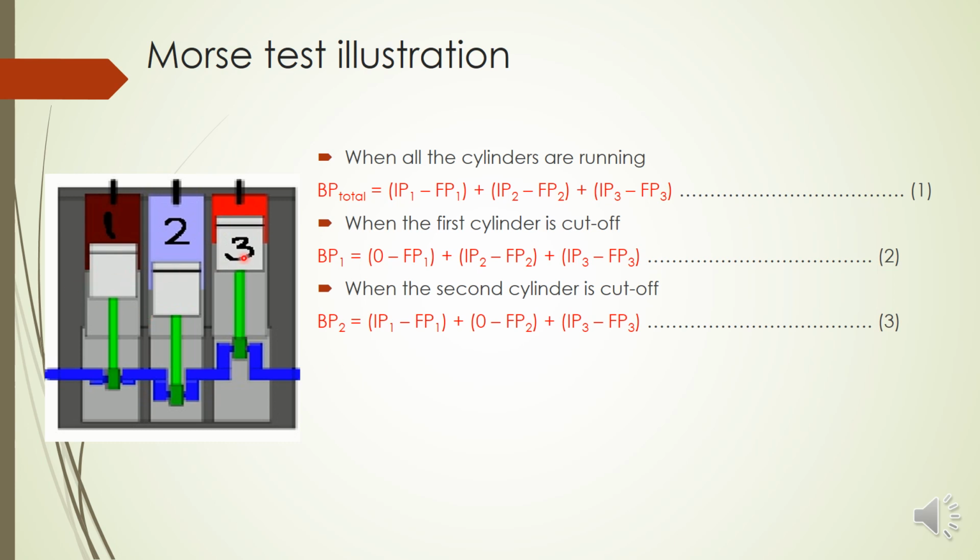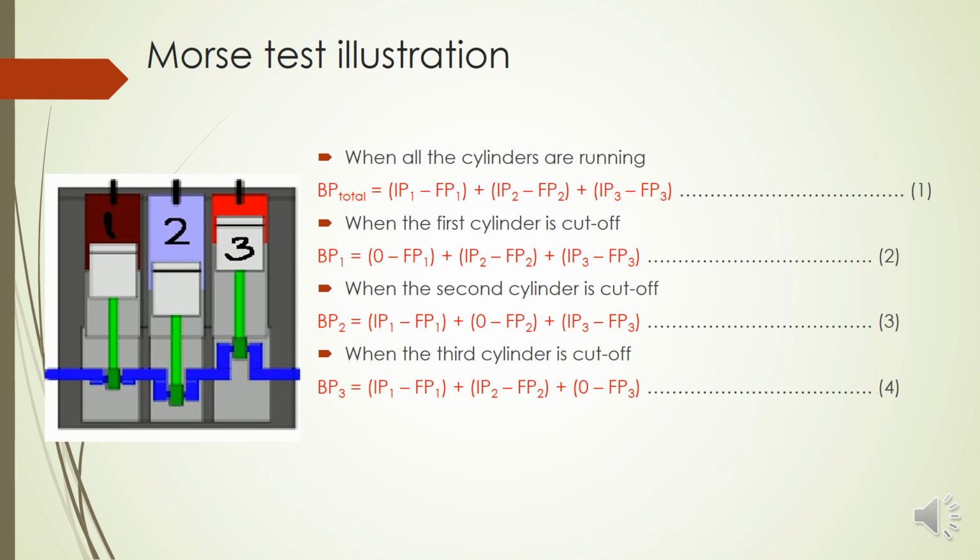So we have 3 cylinders. We have to do the same procedure for all the cylinders. So again the third cylinder is cut off. What is the equation? The only difference is now IP3 vanishes. No indicated power in the third cylinder. It becomes 0. Frictional power is there and other things are the same.